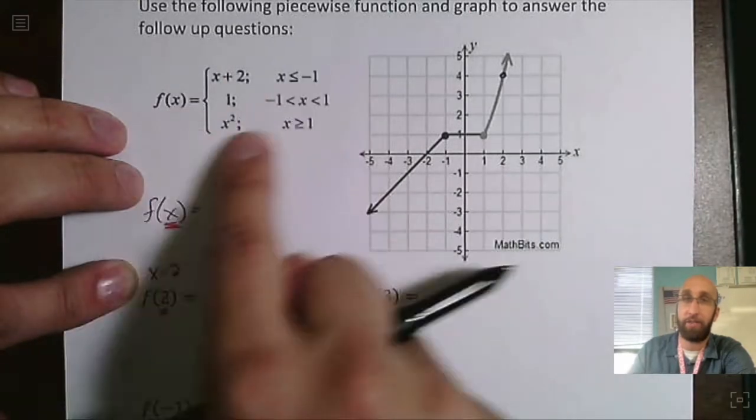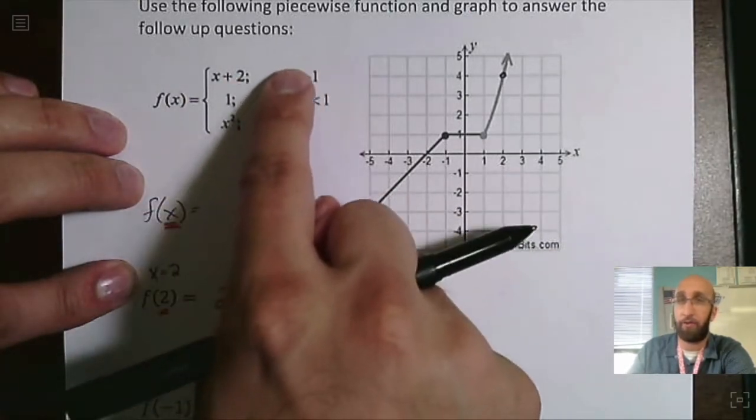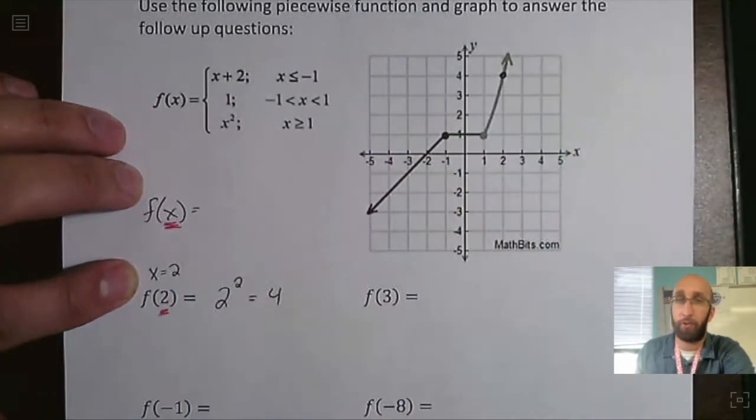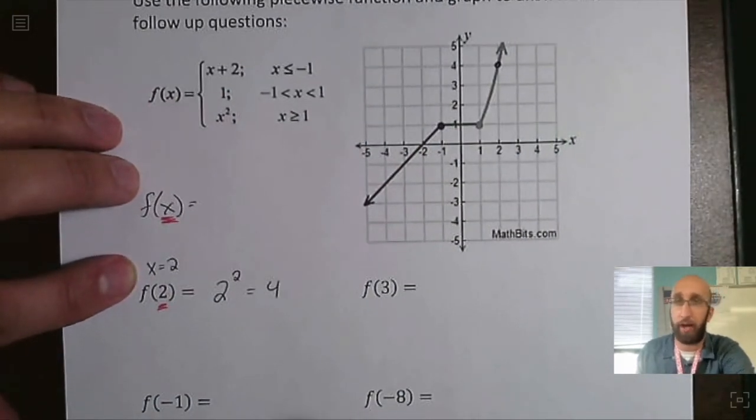So that's how you could use the equation. You're going to go through the inequalities first, figure out your piece, and use the equation, or you could use the graph. Whichever comes easier to you, you could do that.